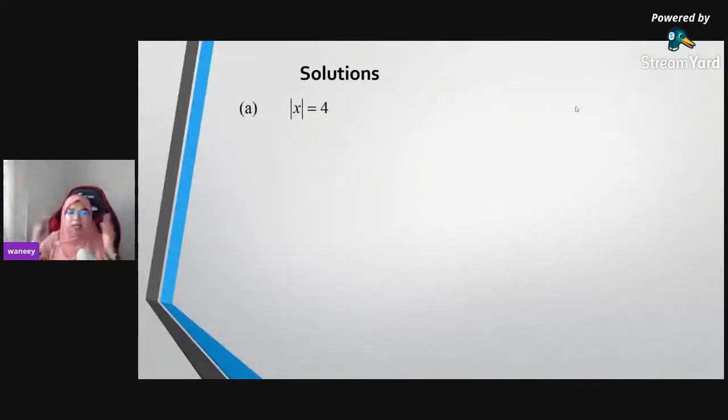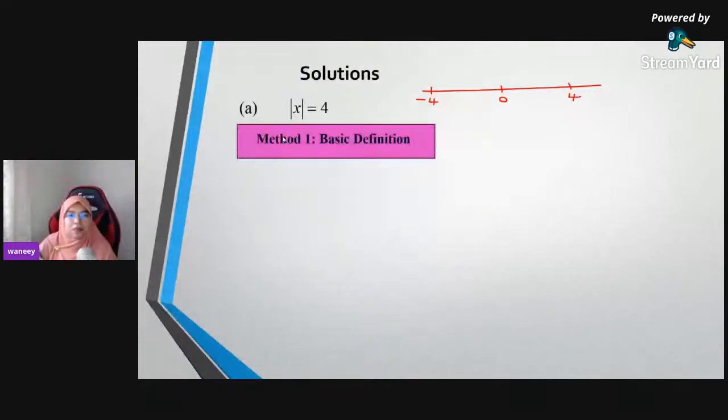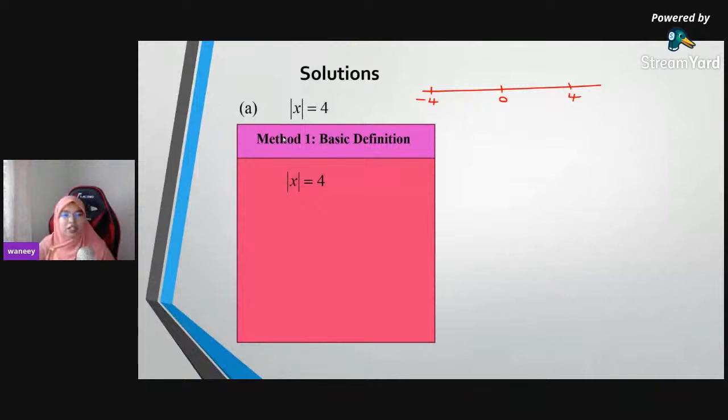So we're going to open the modulus sign. If you draw your number line, this is 0. The distance should be 4 units, so positive 4, and 4 units the other way, negative 4. That means either x equal to 4 or x equal to negative 4. This is the basic definition. Open it: x equal to 4 or x equal to negative 4.